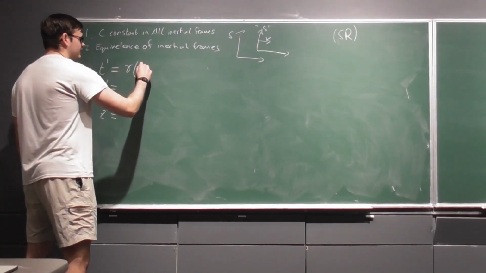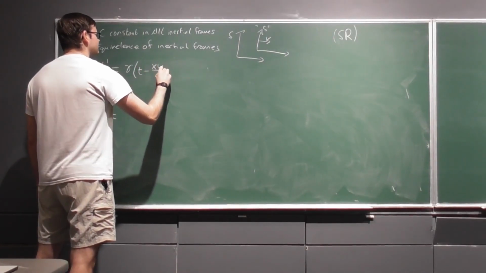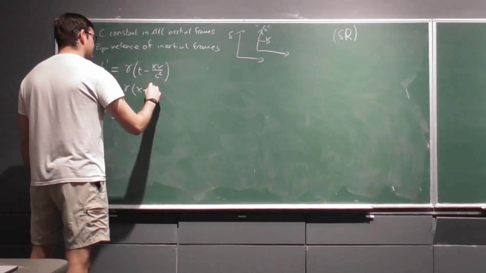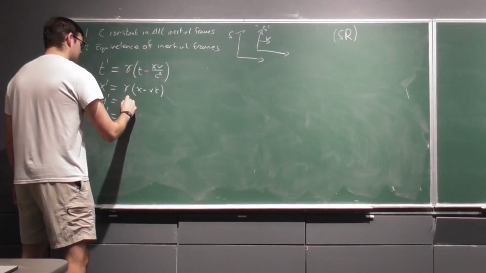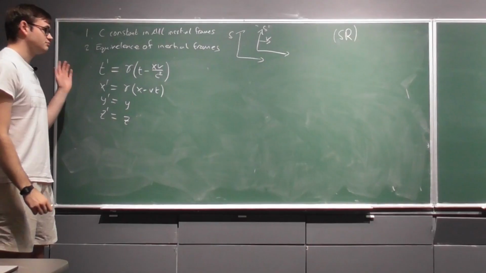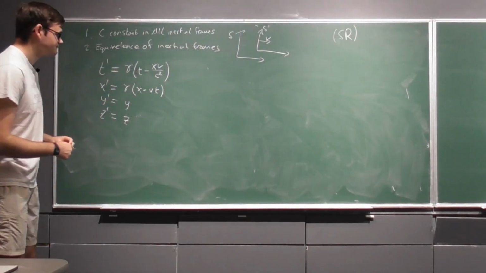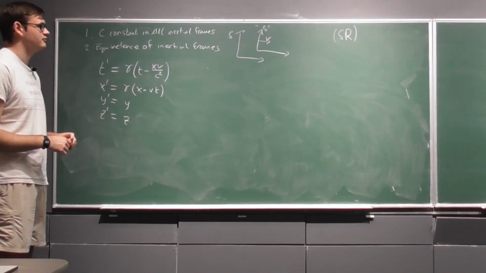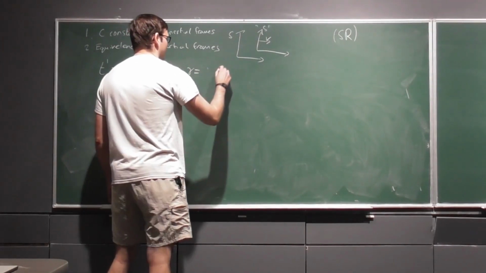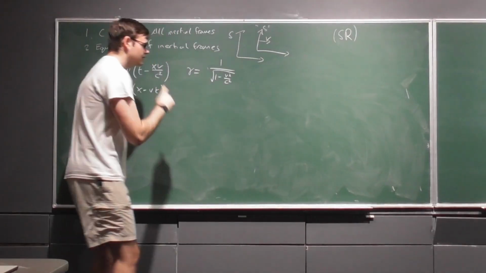You'll get some factor gamma, and then you'll get t minus xv over c squared. So v is the velocity of the change. This one is just x minus vt, and these ones stay the same. In this one, I'm just boosting along the x-axis. It doesn't matter really what way I boost in. I can always just change my coordinates until that is my x-axis. So everything we do with this simplified version should be equivalent. Okay, so this factor gamma, you may remember, is 1 over the square root of 1 minus v squared over c squared.